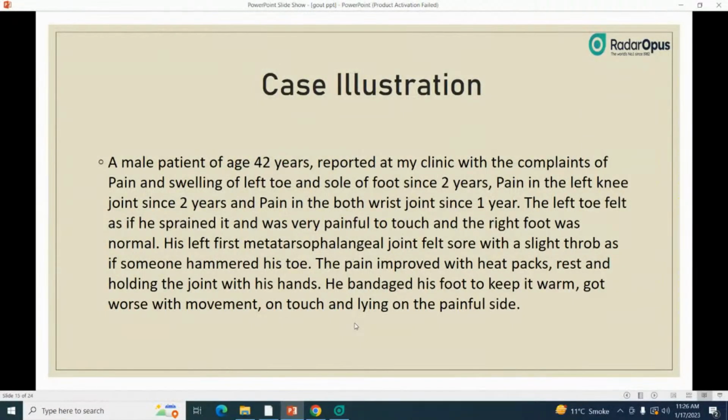The left toe felt as if he sprained it and was very painful to touch. The right toe was normal. His left first metatarsophalangeal joint felt sore with a slight throb as if someone hammered his toe. The pain improved with heat packs, rest, and holding the joint with his hands. He bandaged his foot to keep it warm. It got worse with movement, on touch, and lying on the painful side.